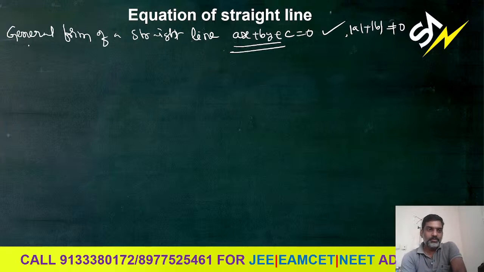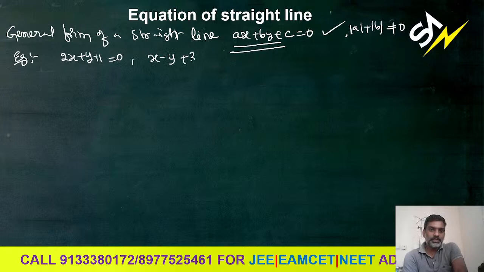For example, 2x plus y plus 1 equal to 0, or else x minus y plus 3 is equal to 0. Okay, 2x plus y plus 1 is equal to 0, x minus y plus 3 is equal to 0. Like this we can write different kinds of examples, right? That's about the general form of a straight line. Next, let us see different forms.